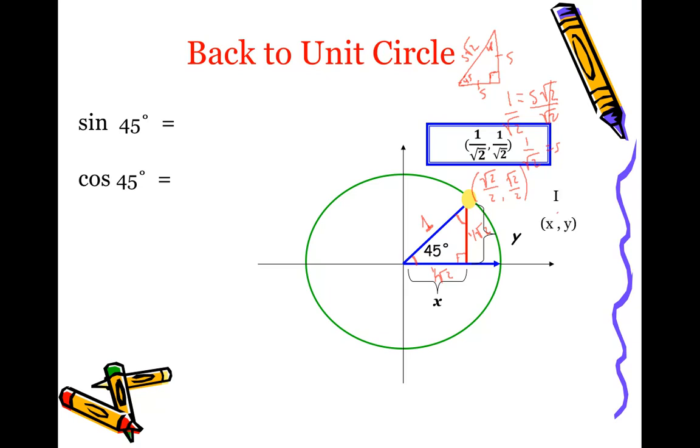So that means the cosine of 45 is 1 over root 2, right? Because this is what is your y coordinate? And this is saying what is your x coordinate? Right, so this is also going to be 1 over root 2, or root 2 over 2.